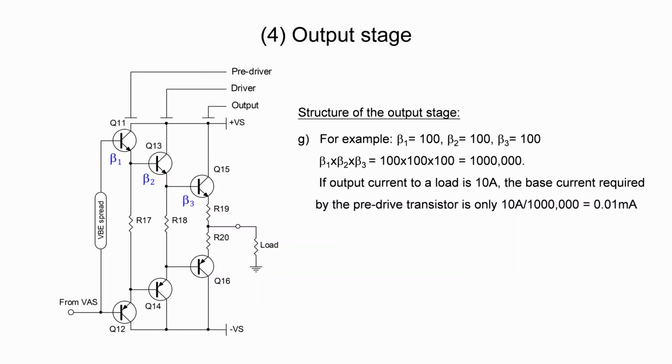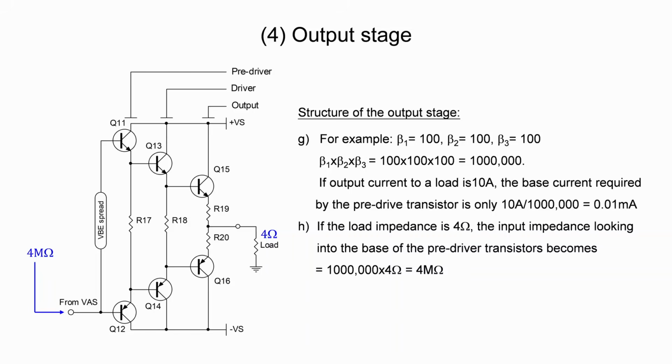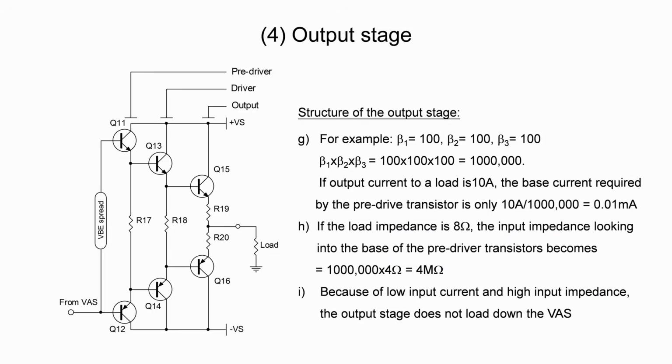10 microamps. On the other hand, if the load impedance is 4 ohms, the input impedance looking into the base of the pre-driver transistors becomes 4 megaohms. Because of low input current and high input impedance, the output stage does not load down the voltage amplifying stage.